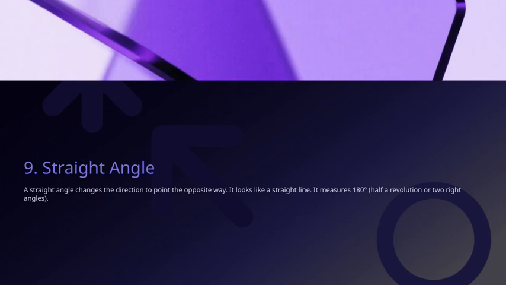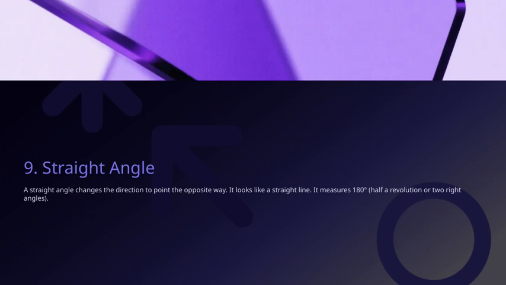When an angle is straight, it essentially points exactly the opposite way from where it started. Visually, it looks like a straight line, which makes it quite easy to recognize. This type of angle measures exactly 180 degrees, which is half of a full revolution or two right angles. Understanding straight angles helps us see how angles can change direction completely, and it ties into the overall theme of how angles describe different kinds of turns and rotations.